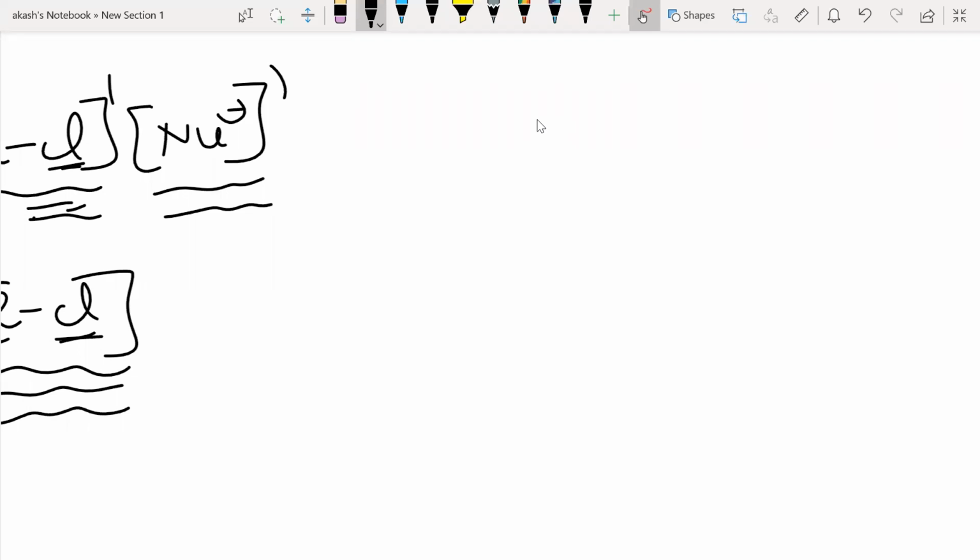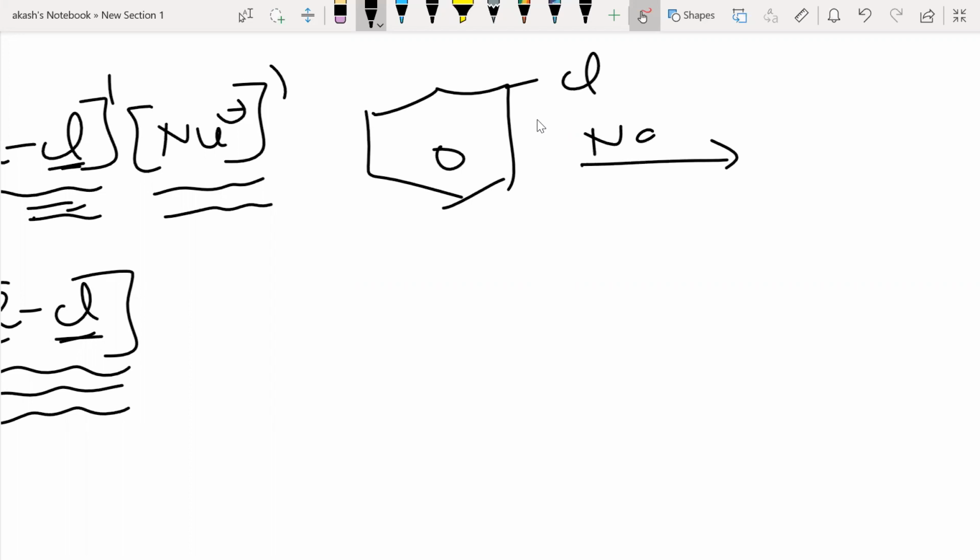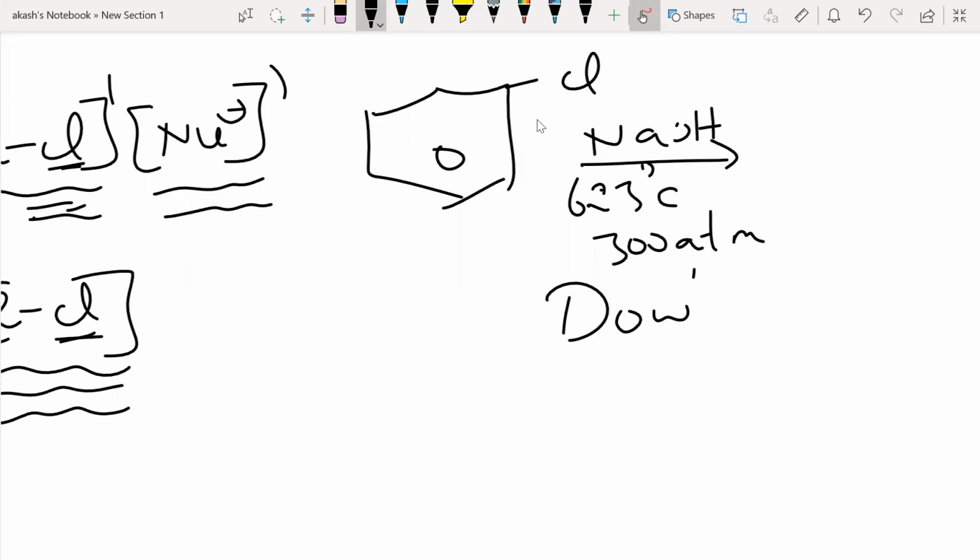Now other than SN1 and SN2, there is one more mechanism which is proposed. That mechanism is proposed for benzene ring substituents. Generally, when you have, say, chlorobenzene, if I put NaOH in this, this reaction I can make happen if you go for really high temperatures, 623 degrees Celsius, 300 atmospheric pressure, very extreme conditions. This is a name reaction, called Dow's process or Dow's reaction.